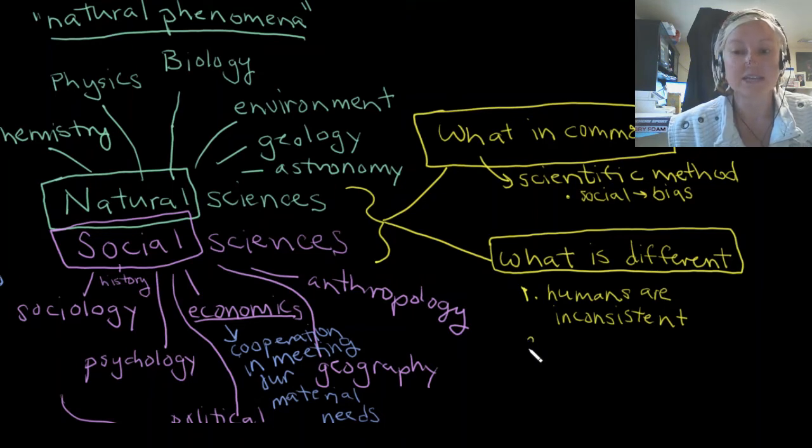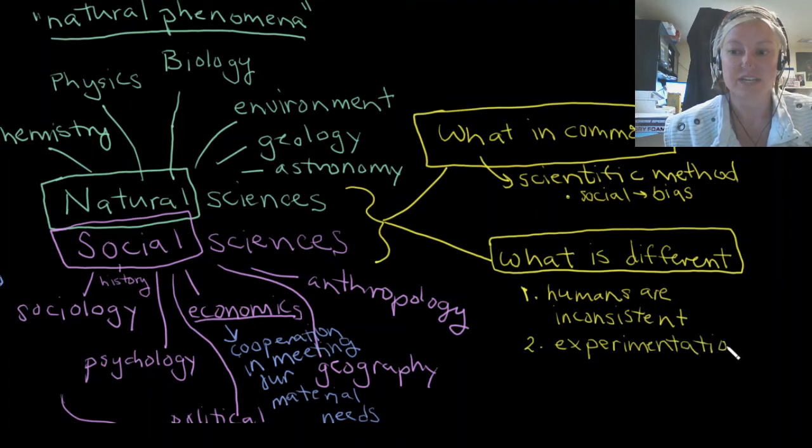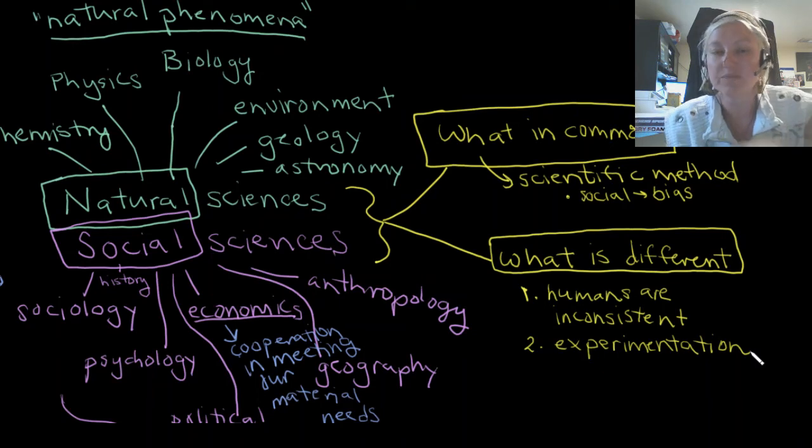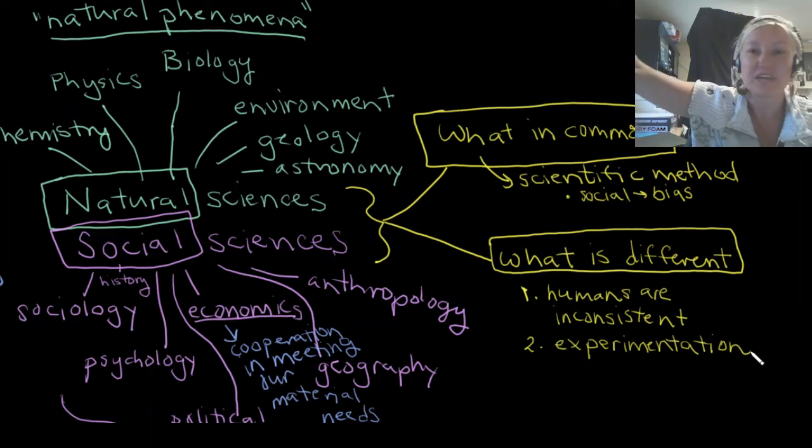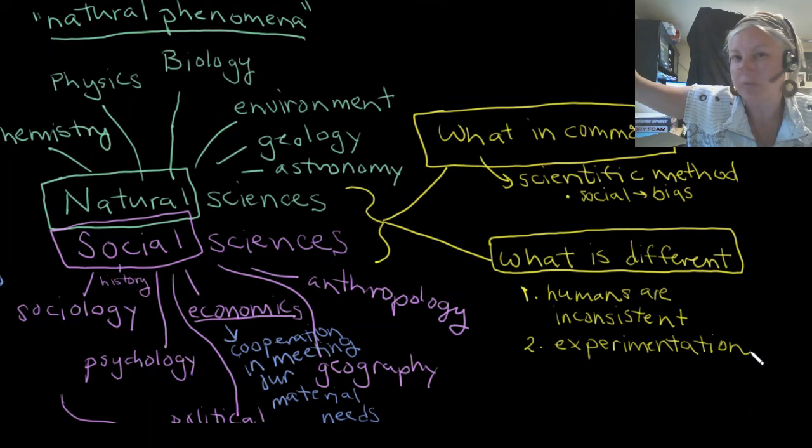Okay, and the second thing, which is really the biggest thing, is that, did you see it coming? Did you see that this was the word I was going to put in here? Experimentation. If we want to know how something works in biology, we can put together little petri dishes, or chemistry, we can put together labs. We can test these things in very controlled environments. And then when we apply those things to the greater world, they kind of hold consistent and hold true no matter what. They scale up and down really well.